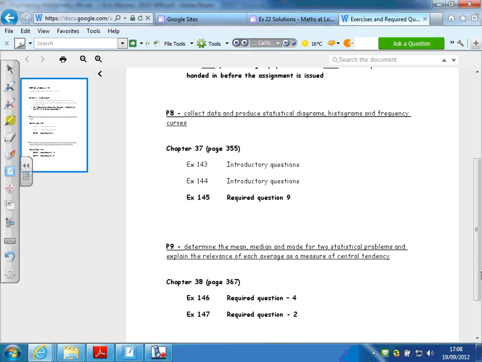Chapter 37 is the key one, really, because that talks about histograms and frequency curves, which may not be completely familiar to you.